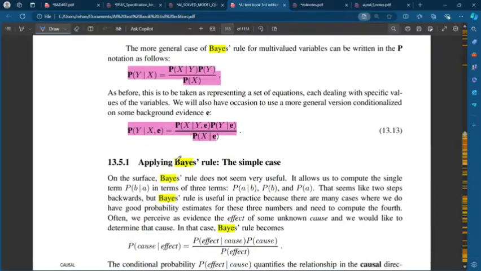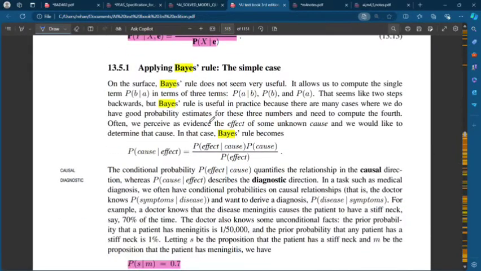So simply see, instead of one thing, we are writing three things. It can be written in three parts. So that's what it's saying here. Bayes' rule does not seem very useful on the surface, but because one thing is written into three forms, it allows us to compute a single term P of B given A in terms of three terms. See, P of B given A can be written as P of A given B, P of B, and P of A. Okay, this can be written in this term.